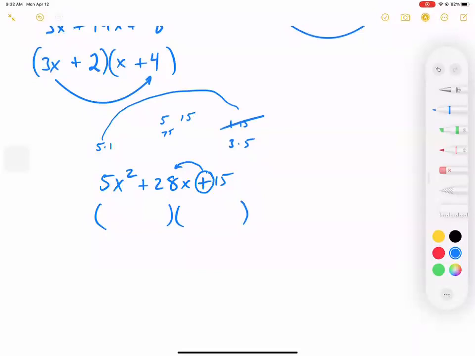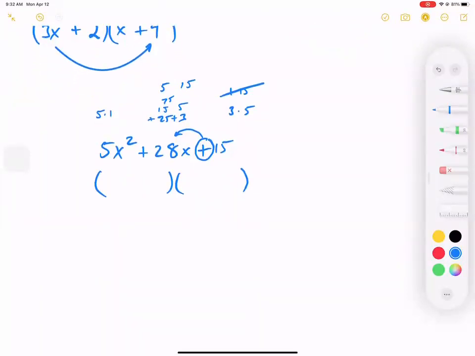5 times 3 and 1 times 5. 5 times 3 is 15. 1 times 5 is 5. Nope. That still doesn't give me 28. So we flip it and try again. You don't have to draw these arrows. These are arrows just so that you can see what my brain is doing. 5 times 5 and 1 times 3. 5 times 5 is 25, and 1 times 3 is 3. And these do add up. Don't they add up to 28? You got it. Okay.